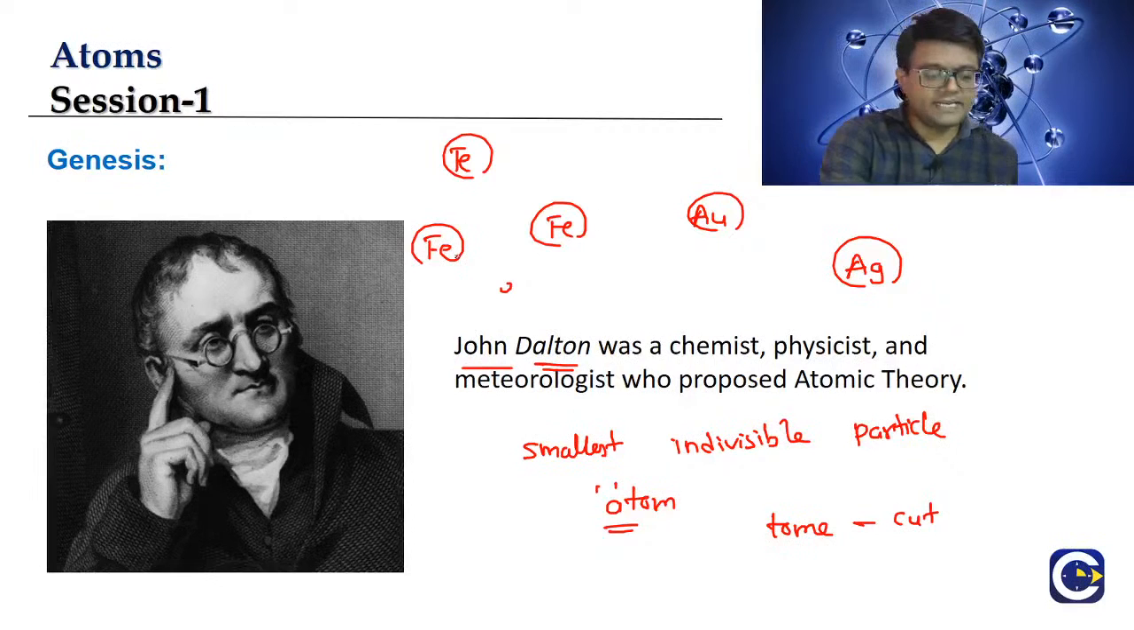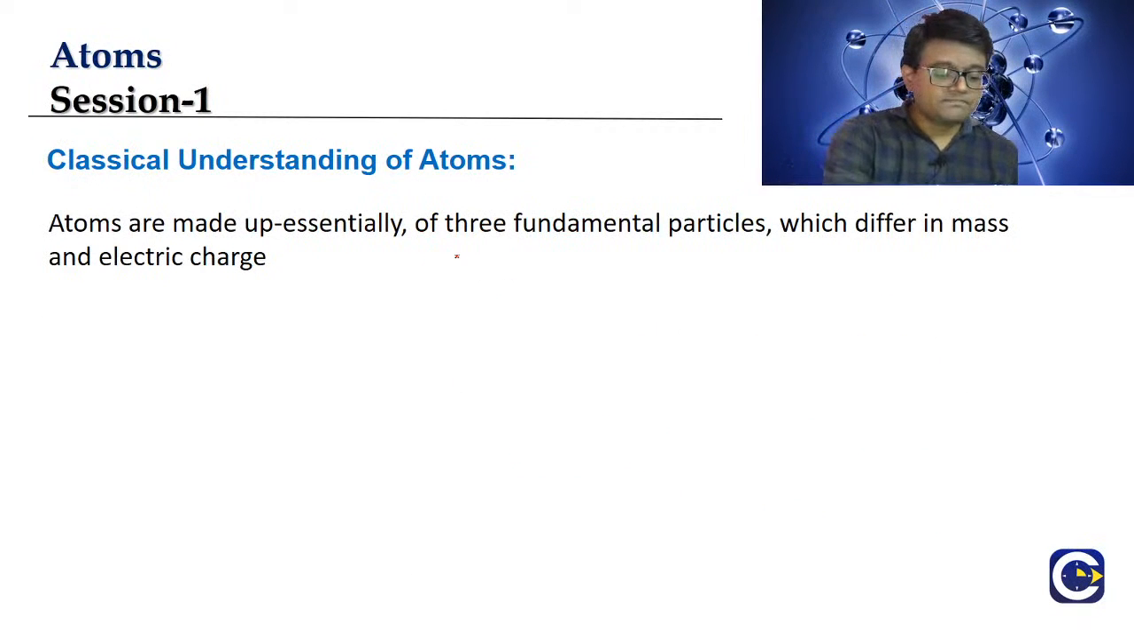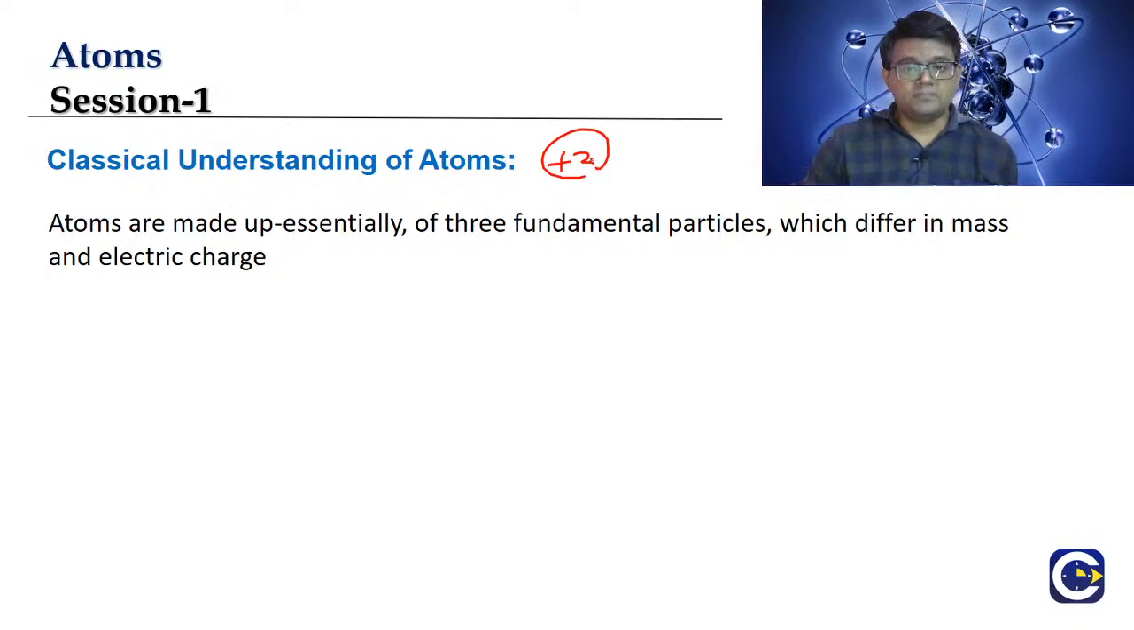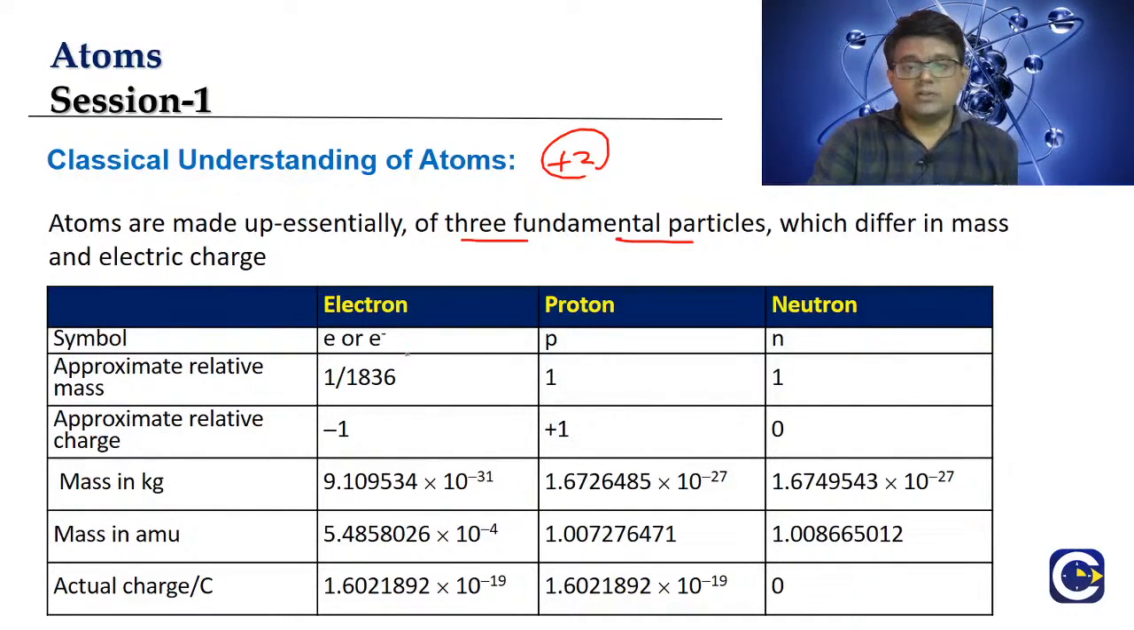And through the efforts of different scientists, we arrived at the classical understanding of atoms. What we are going to study in our +2 is not the modern theory of atom. We are still going to study the classical theory of atoms, which was proposed at the very early stages. The modern theory of atom talks about a different set of particles, but the classical theory of atom is mainly about the atom made up of essentially three fundamental particles. What are these three fundamental particles? Electrons, protons and neutrons. We'll see how these particles were discovered and so on and so forth.